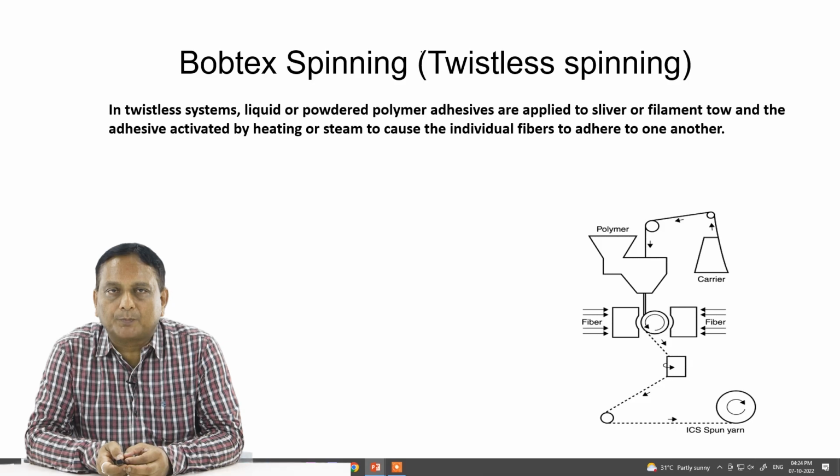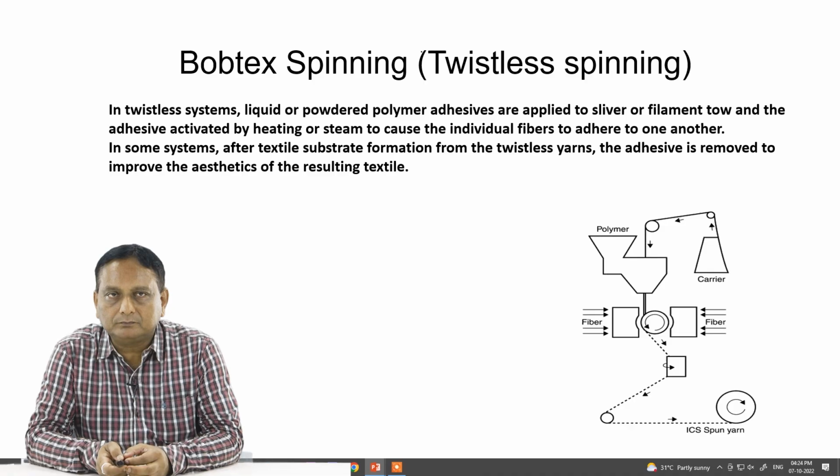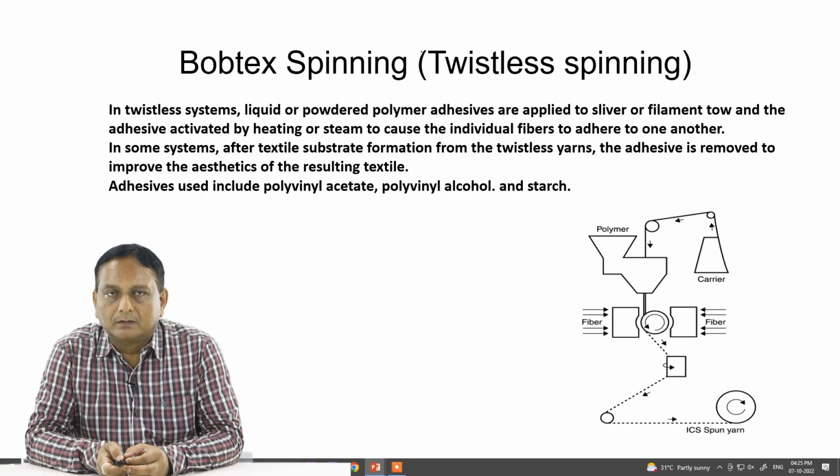In this system, liquid or powder polymer adhesives are applied to sliver or filament tow, and the adhesive is activated by heating or steam to cause the individual fibers to adhere to one another. So cohesion is getting improved by this process. In some systems, after the textile substrate formation from the twistless yarn, the adhesive is removed to improve the aesthetics of the resulting textiles. So these are the unique features of Bobtex spinning or twistless spinning. Adhesives used, what are those adhesives? Polyvinyl acetate, polyvinyl alcohol and starch.